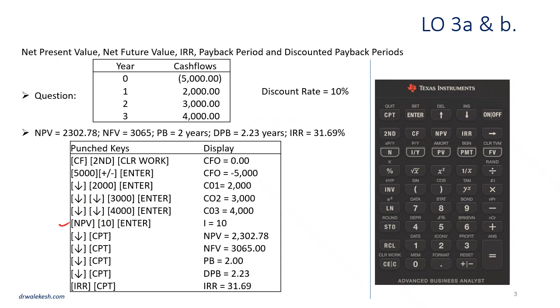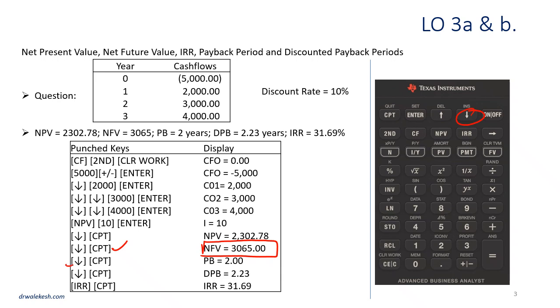And afterwards, you would press NPV. This is NPV here. The discount rate, the interest rate, is 10%. So you press NPV, then 10, that's 1 and 0. Then enter. Then you press arrow down again and compute. This is compute. Then you have your NPV computed. You press arrow down again, then you press compute. You have your net future value computed.